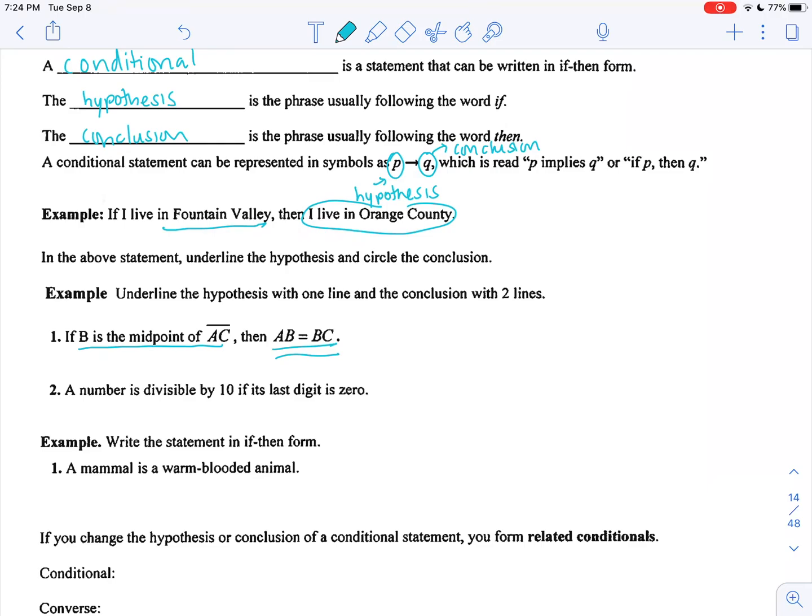For number 2, we have to be careful. It says a number is divisible by 10 if its last digit is 0. So the if part now comes at the tail end, so I'll single underline the hypothesis. The conclusion comes before this time.